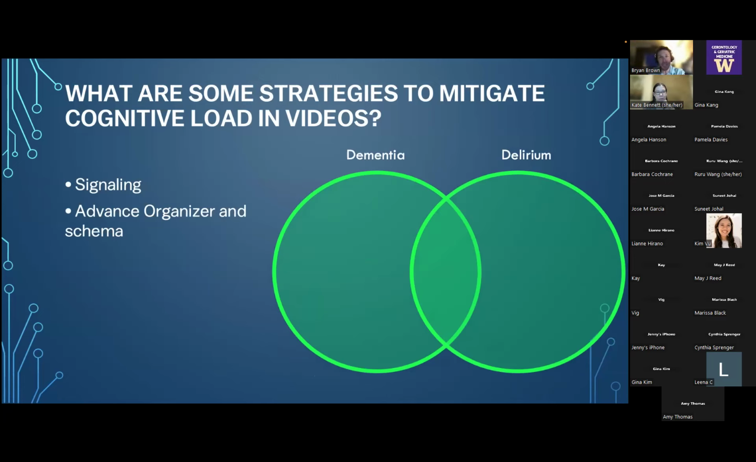Advanced organizers and schema. So an advanced organizer is like the Venn diagram, right? So if I put two circles overlapping on the board and I put dimension delirium, you all know probably from just something ingrained in you since elementary school, what kind of information am I about to give you? I'm about to give you comparing and contrasting information, right? So your brain is like, okay, I'm ready to receive comparing and contrasting. So right now you wouldn't pass a test on dimension delirium, but you're about to be really ready to receive information.